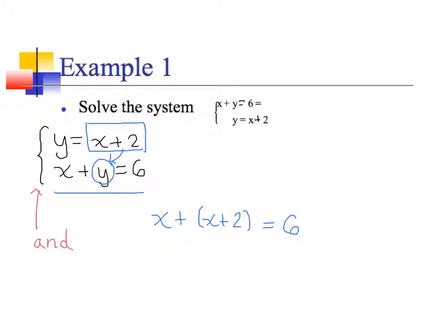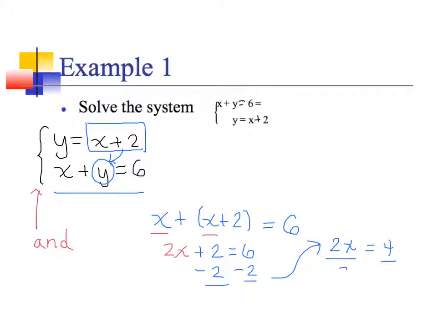So we'll combine our like terms. x plus x is 2x. So we'll get 2x plus 2 equals 6. We know to undo the addition next, so we'll subtract 2 from both sides. And we'll end up with 2x equals 4. And finally, we need to undo this multiplication with division, and we end up with x equal to 2. So the x-coordinate of the point of intersection for these two linear equations is 2.